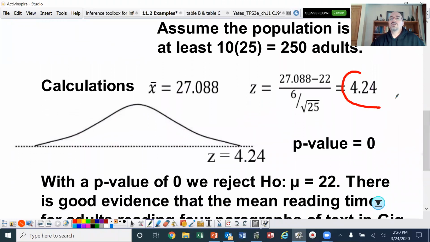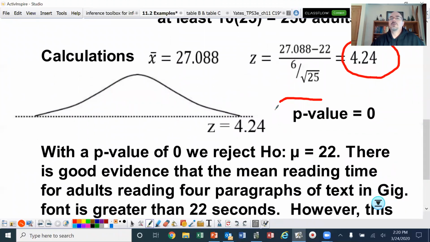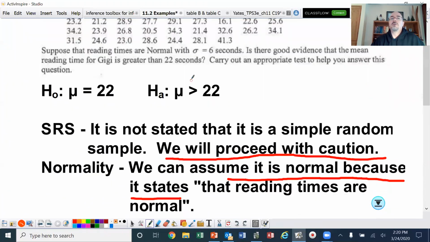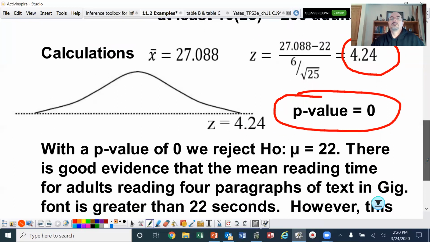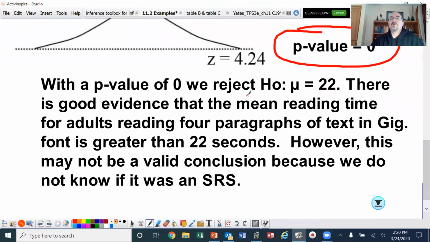All right, note our z-score, huge, which means our p-value is that. Okay, because again, our alternative is greater than. So obviously 0, okay, we will reject the hypothesis. So there is good evidence that the mean reading time of adults reading 4 paragraphs of text in this font is greater than 22 seconds. Okay, however, because of one of our conditions, this may not be a valid conclusion because we do not know if it was a simple random sample.